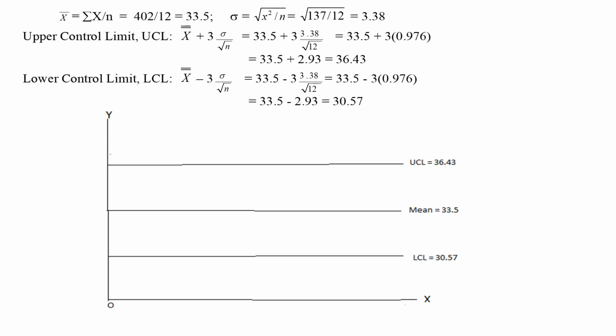On the basis of x bar, x double bar, that is mean and grand mean, and standard deviation, upper control limit and lower control limit can be calculated. It is represented in the following chart.